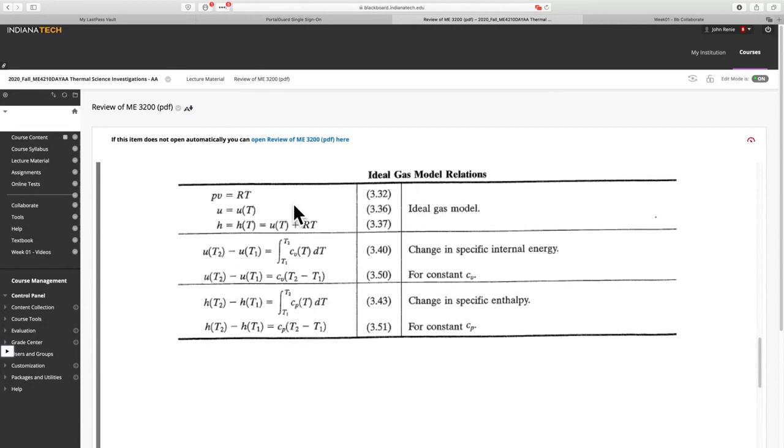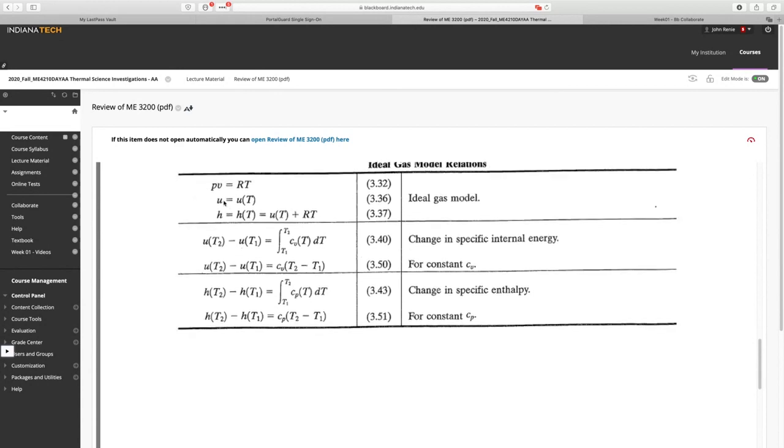Whenever we have an ideal gas model, then we also know that the internal energy and the enthalpy are typically only a function of temperature and not a function of pressure. And so we only need the one independent property associated with it in order to define the other properties, being the internal energy and the enthalpy. And so we have that relationship.